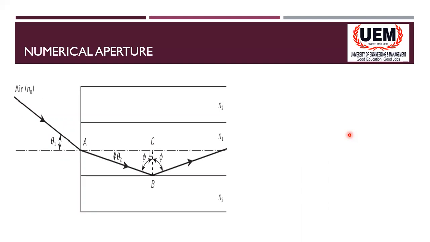Now we next come to another parameter, which is known as numerical aperture. Numerical aperture can be calculated from this diagram. Here we are considering that this light ray which is incident here follows the acceptance angle and is within the range of the acceptance angle. So we can consider that theta 1 is less than or equal to the acceptance angle theta A.